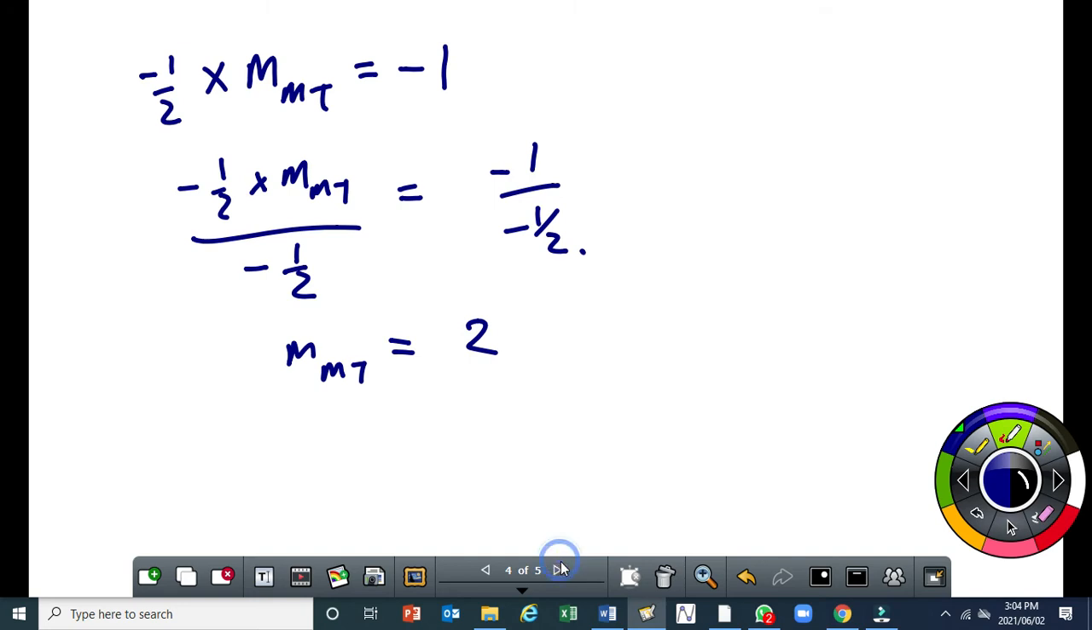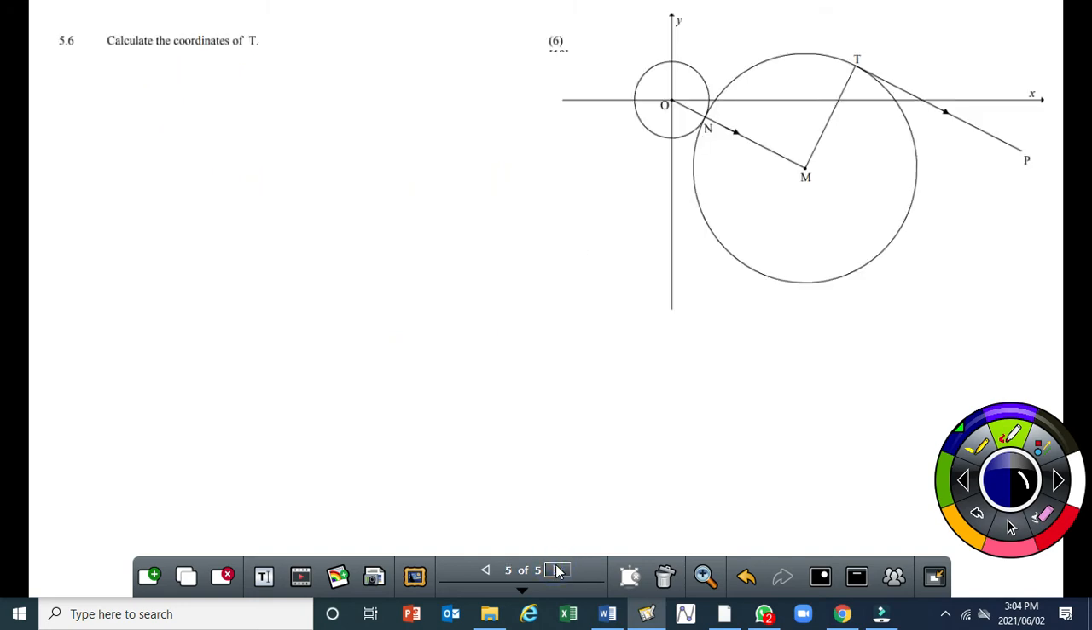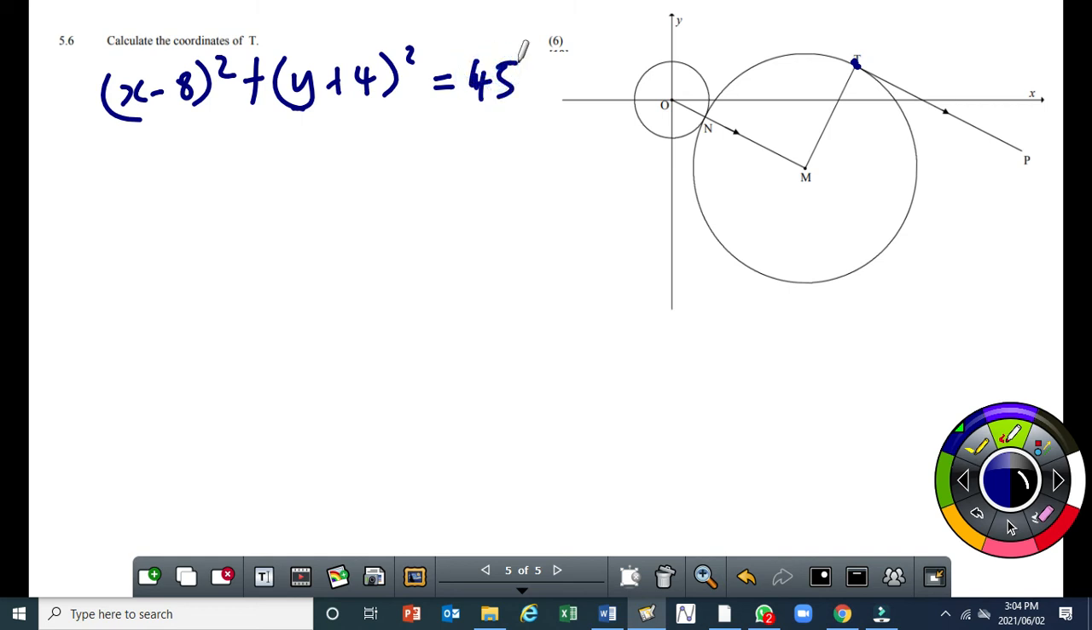Okay, then for the last one, calculate the coordinates of T. This is T now. We know the equation of MT. We know the equation of the circle. So how would you go further? The equation of our circle is (x minus 8) squared plus (y plus 4) squared is equal to 45. We found the equation for MT, that y equal to 2x minus 20. Okay. So how would we pair off?